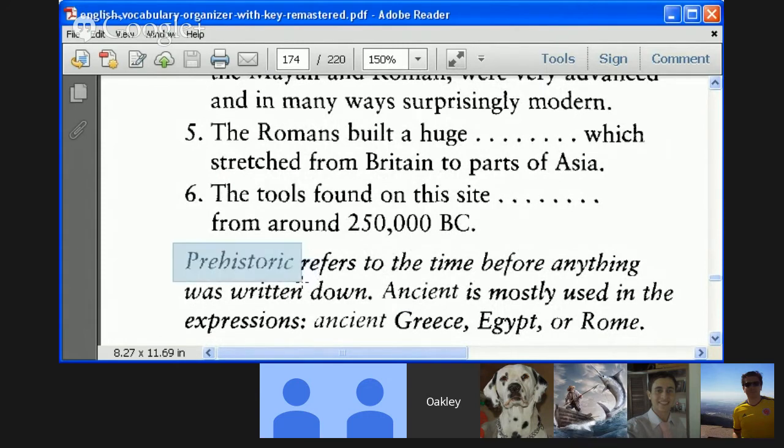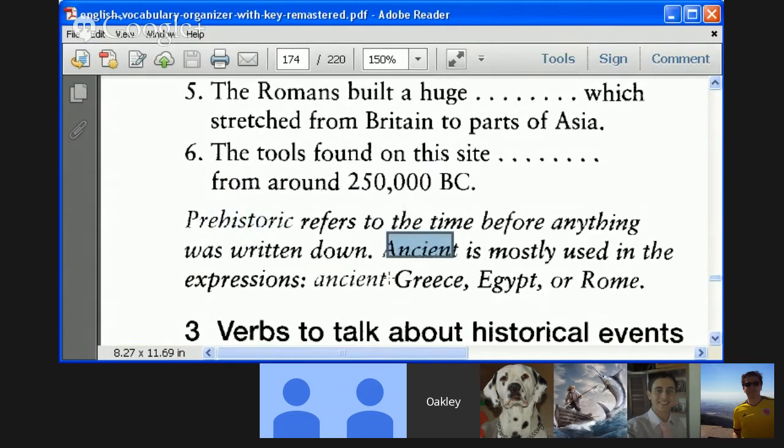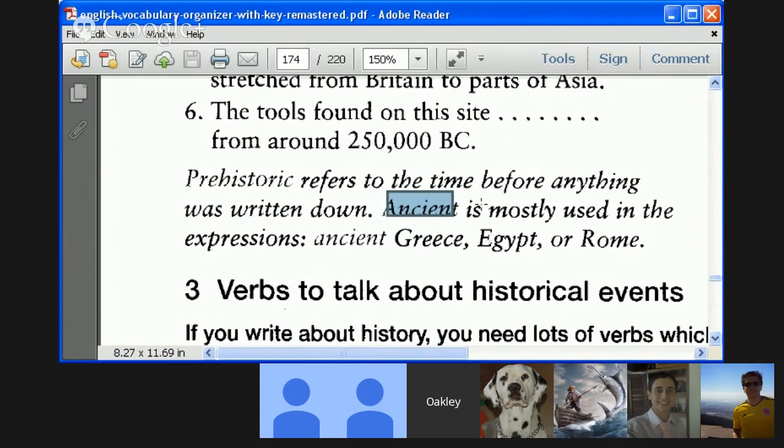Okay. Another note here, prehistoric refers to the time before anything was written down, prehistory. It's pretty basic there. Before history. History is when people started to write things, or at least that's what it's considered. Written history. Of course, there's also oral history, which means the history that people's grandparents tell the children, who tell their children, and so on. Ancient is usually used in expressions, that's true. Ancient Greece, ancient Egypt, ancient Sumeria, like that.